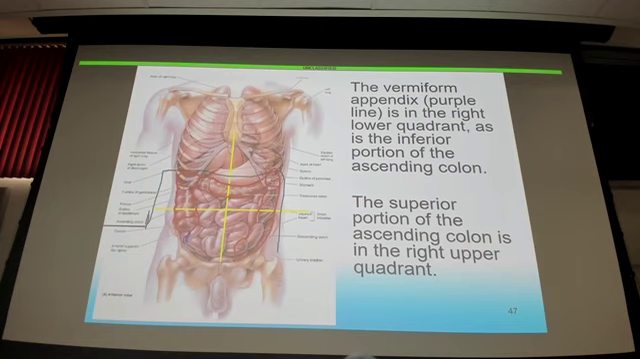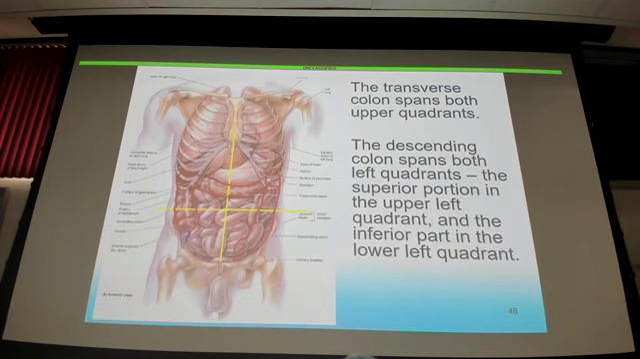If you're looking for the inferior portion of the ascending colon, that's in the right lower quadrant. And the same goes for the other side. When you say descending colon, you're going to say the superior portion of the descending colon is in the left upper quadrant. But the inferior portion of the descending colon is in the left lower quadrant. You know, getting the verbiage, what it's saying there.